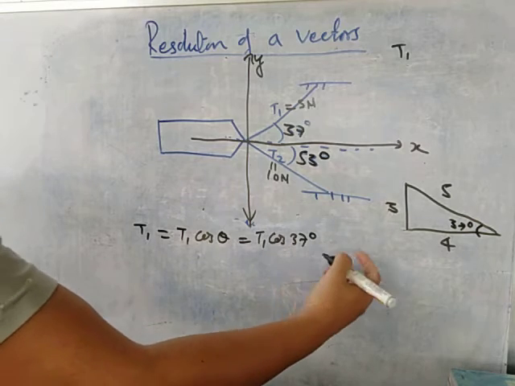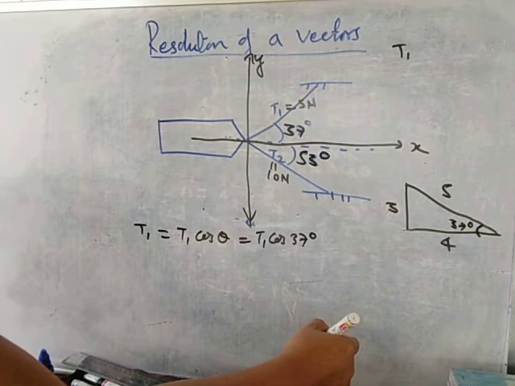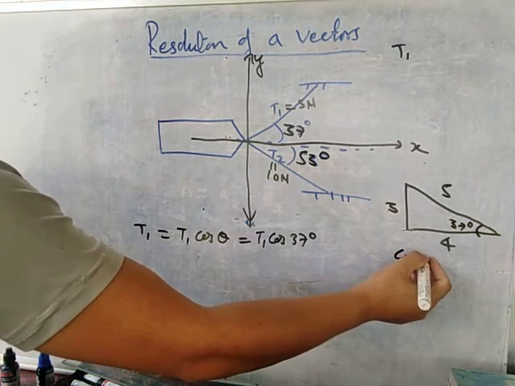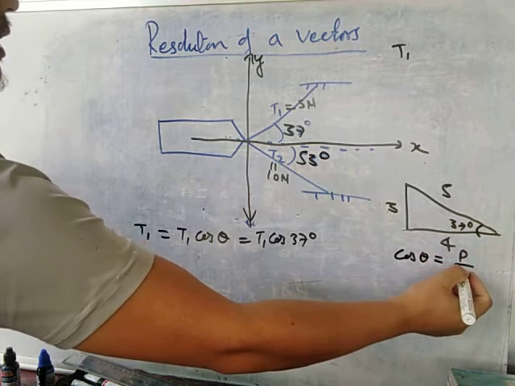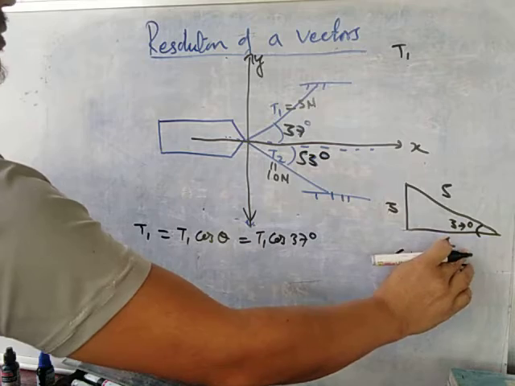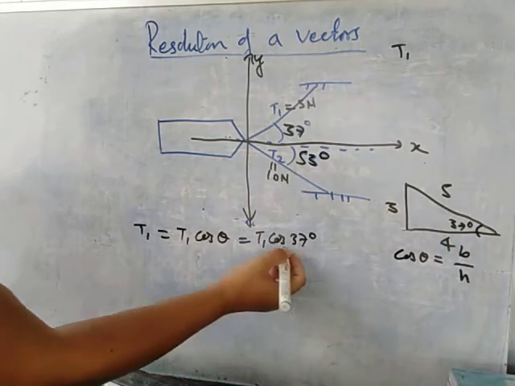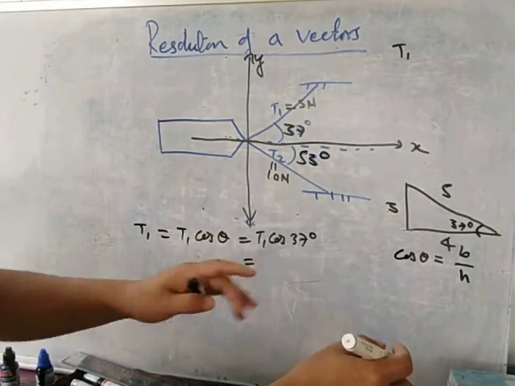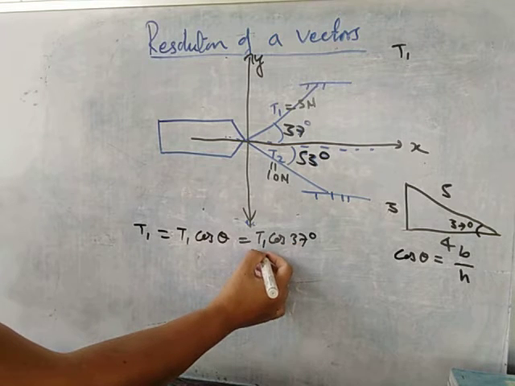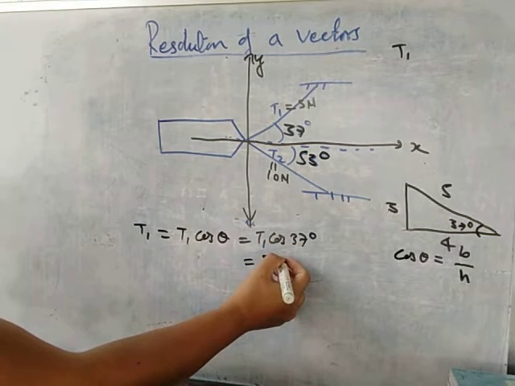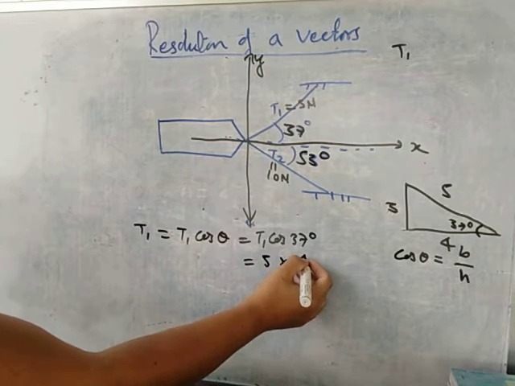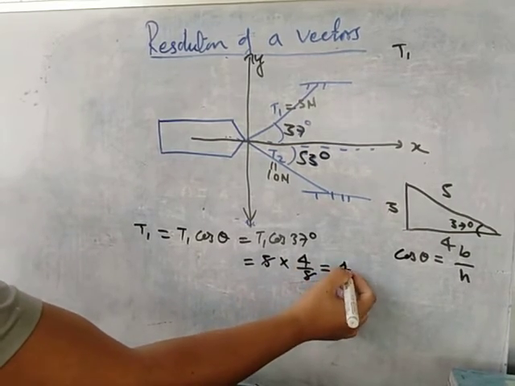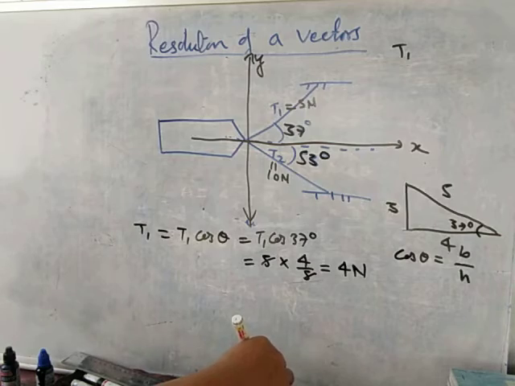Okay, so cos 37, cos means perpendicular by... how much? Cos theta equals B by H, base by hypotenuse, isn't it? So we got the value from here. Okay, you don't need to search for it in the trigonometry table. Okay, so how much is B? 4. So T1 is 5 into B, how much? 4 by 5 equals how much? 5 cancels. So 4 Newton, isn't it? Component. Clear?